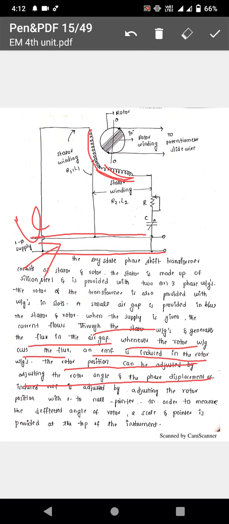This is the Drysdale phase shifting transformer. It is one part of the polar type potentiometer. The polar type potentiometer consists of one Drysdale phase shifting transformer and the actual potentiometer. These two terminals are connected to the potentiometer. Let us see the diagram of the polar type potentiometer. This diagram you also have to draw.